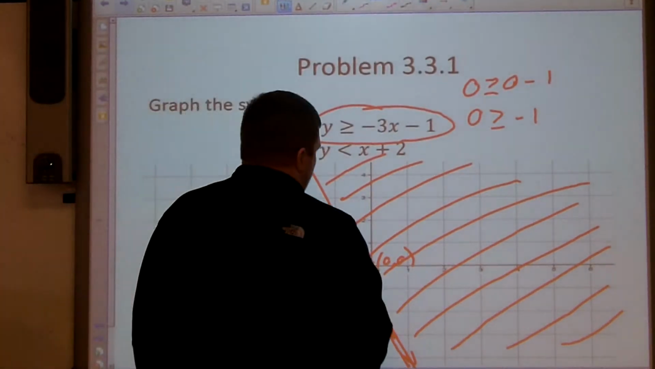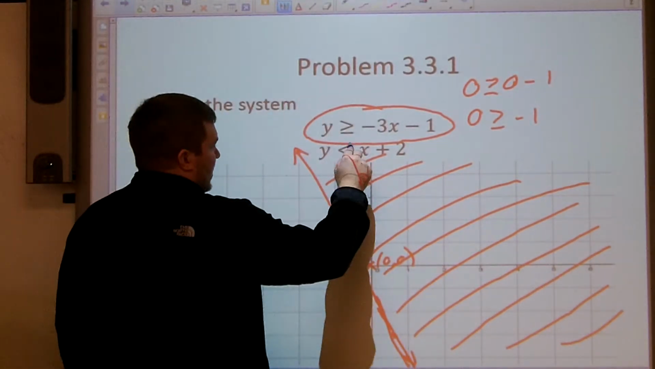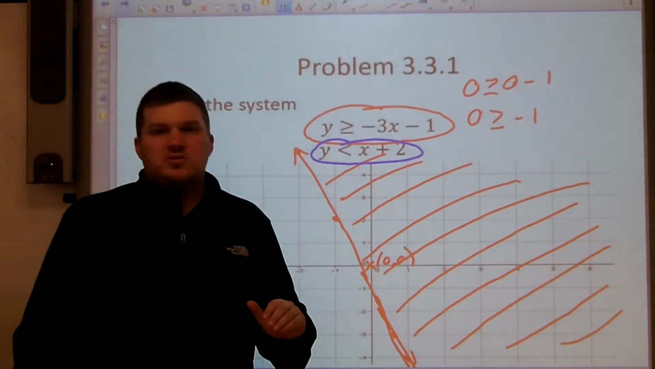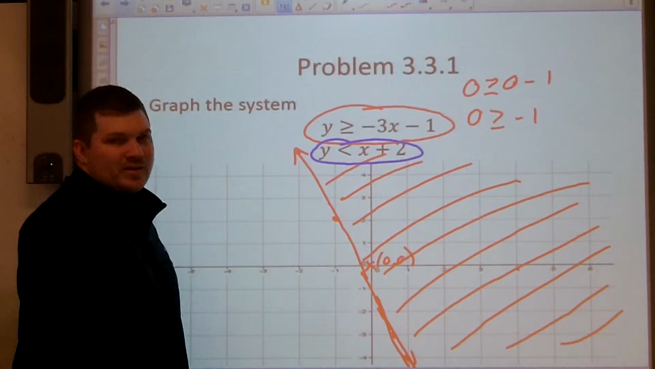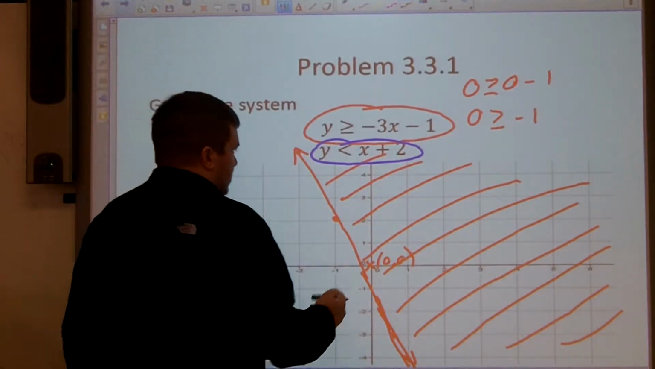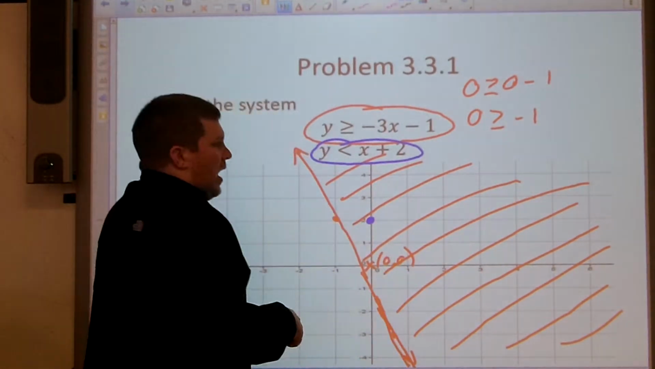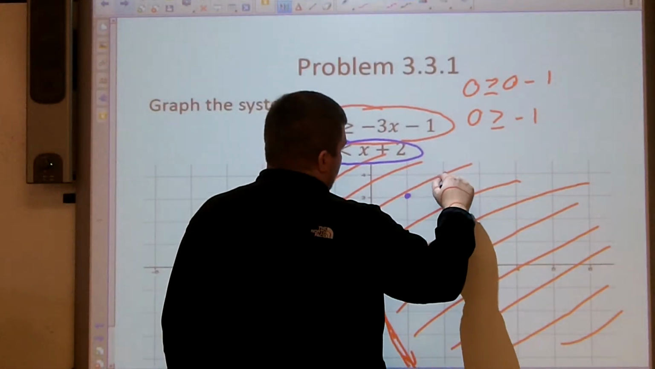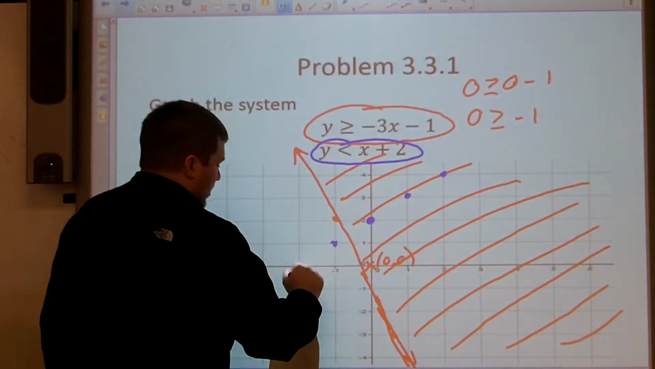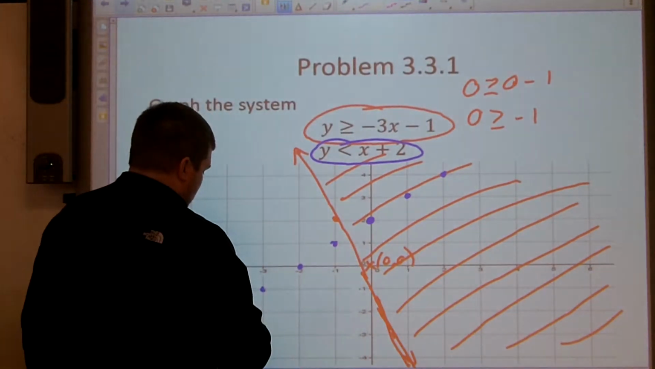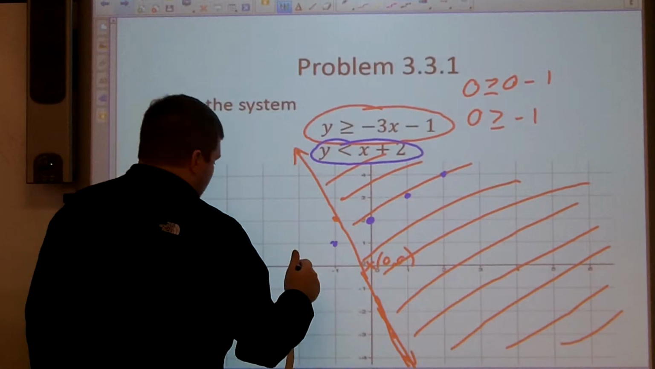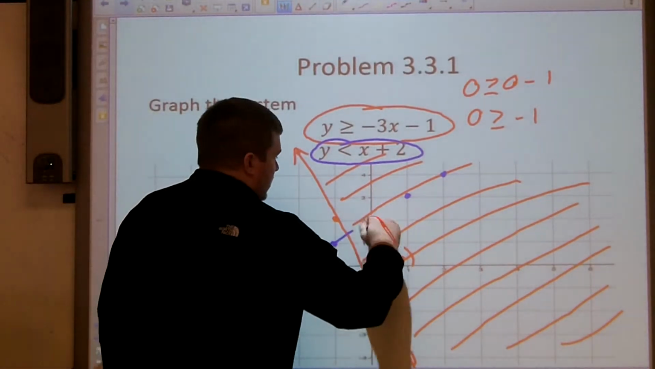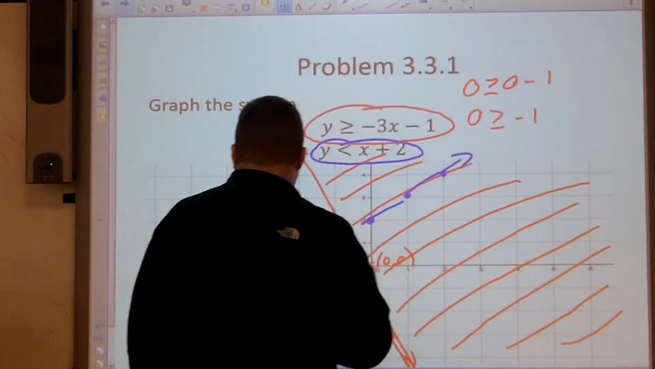Okay, no big deal. Now let's graph the second inequality. First off, I have y is less than x plus 2, so that means my boundary line is going to be dotted, not included in the solution. And it has a y-intercept of 2 and a slope of +1. So up 1, right 1, up 1, right 1, down 1, left 1, etc. Okay, so now that we have several points, remember this is a dotted line. So it should be dotted.